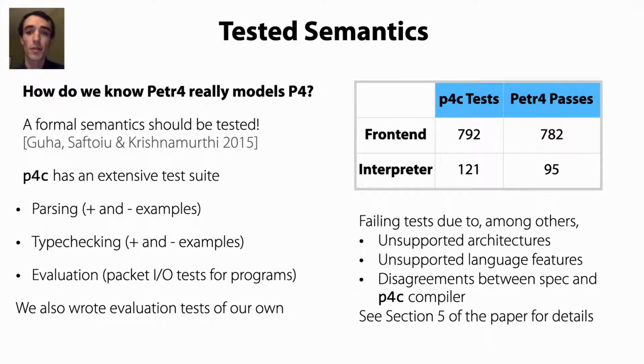And we wrote some evaluation tests of our own in the course of developing Petr. On the right here, I'm showing the tests that we pass and the tests that we fail. Failing tests are due to, among other things, unsupported architectures or language features, so backends or newer aspects of the language that we don't support, but also disagreements between the spec and the compiler. So maybe not a compiler bug, but something where the compiler resolves more non-determinism than maybe we would like to. And you can see section 5 of the paper for full details on this.